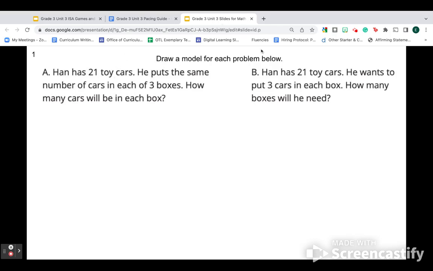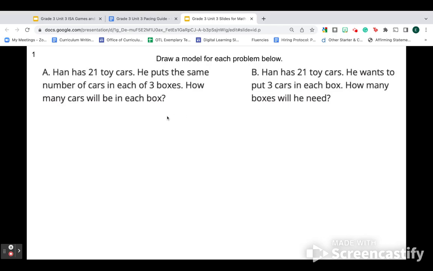In contrast, we have another division problem. Han has 21 toy cars. He wants to put 3 cars in each box. How many boxes will he need? We know the total and we know the number in each group, but we want to know how many groups. As an adult, I quickly read those problems and I know they're division, but we can't just take that for granted with our students. We need to make sure they have exposure to both. Make sure they have opportunities to draw and represent both, use manipulatives to solve both, and compare and contrast them.